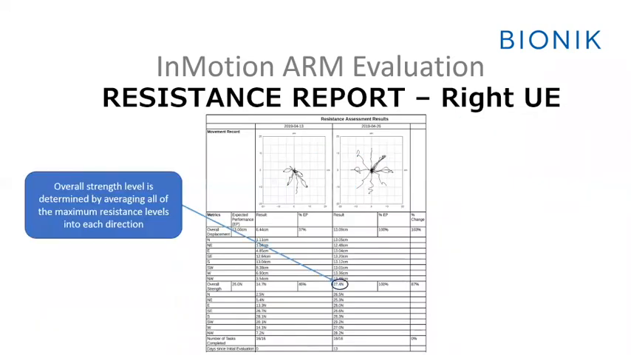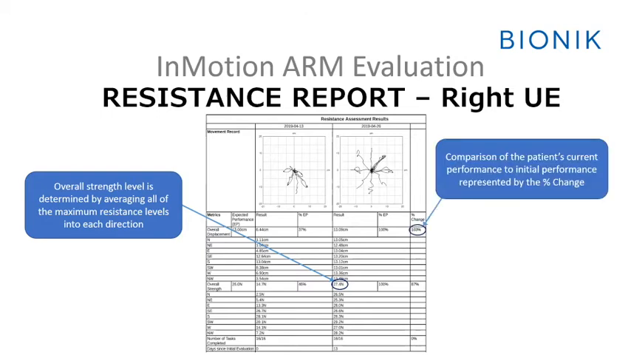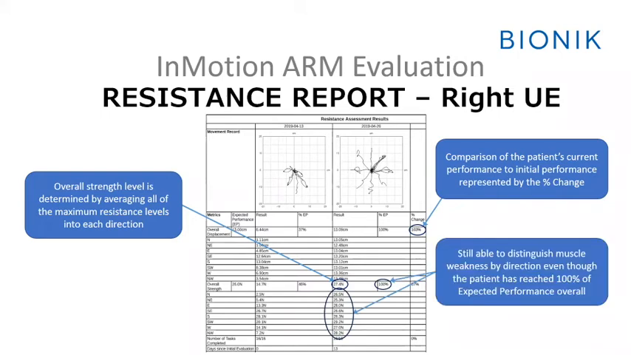The overall strength level is determined by averaging all of these over into each direction, and that gives us our overall strength, in this case of 27 newtons of force. We can compare this individual against themselves, giving us our percent change of 103% in this case. And then also, please note that even though this person has reached 100% of expected performance, we can break down that movement pattern by direction.